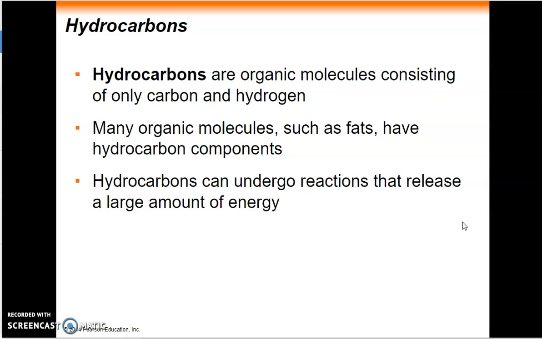Hydrocarbons are exactly what they sound like. They're organic molecules that consist of only carbon and hydrogen atoms. Hydrocarbons are the major component of petroleum, which is a fossil fuel consisting of partially decomposed remains of organisms that lived millions of years ago.